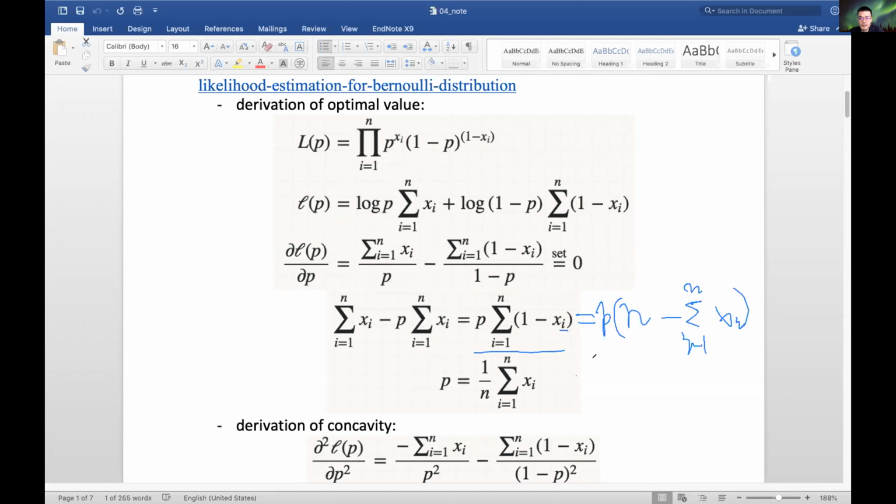Or we can write it like this. This is pn minus p times the summation. And you see this minus p times summation, minus p times summation cancels, so basically this term goes to this term. Now if you want to find p, you just divide by n. Then this is the result, and this is what we call the sample mean. This is what we see in the slide. Any questions?